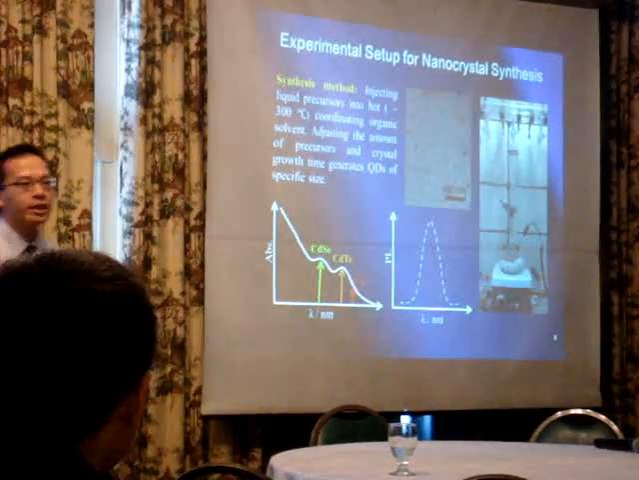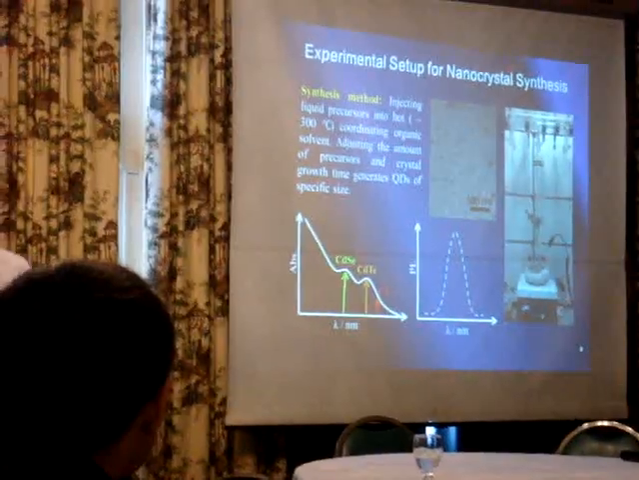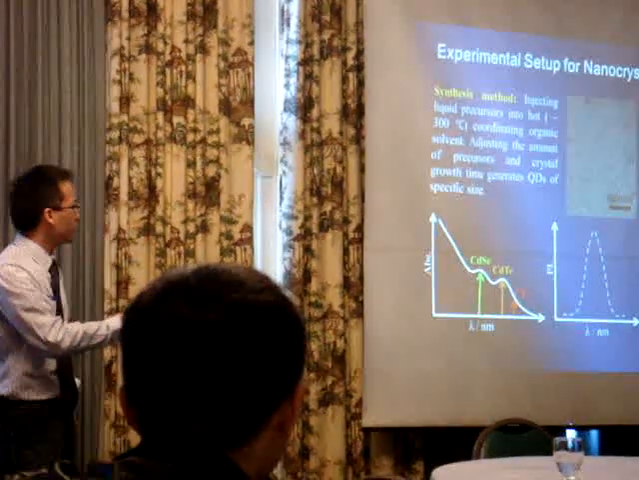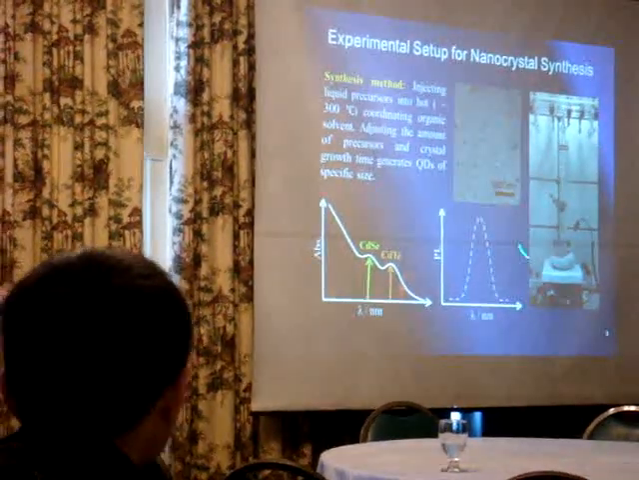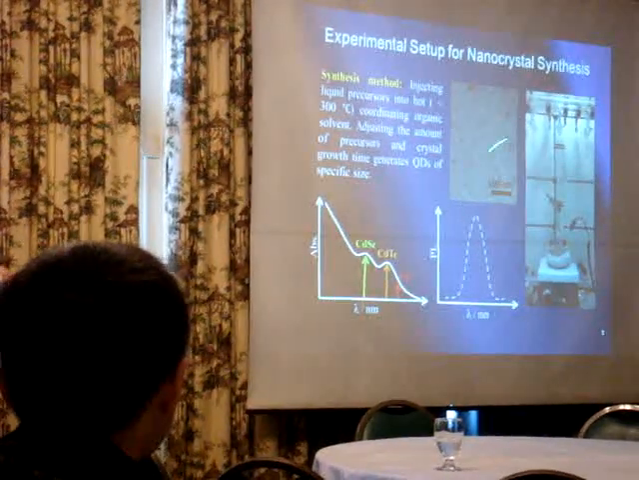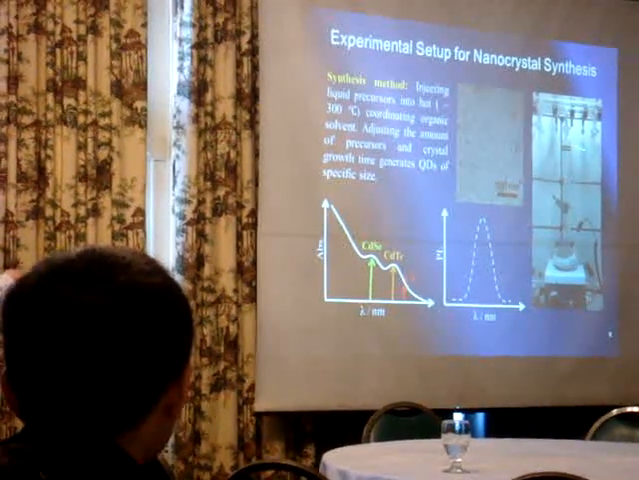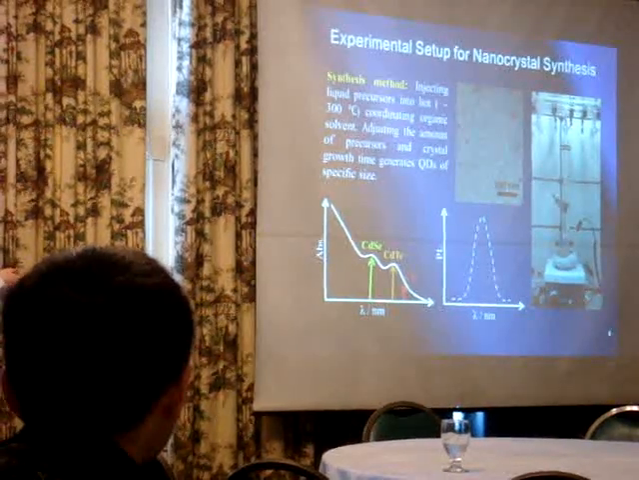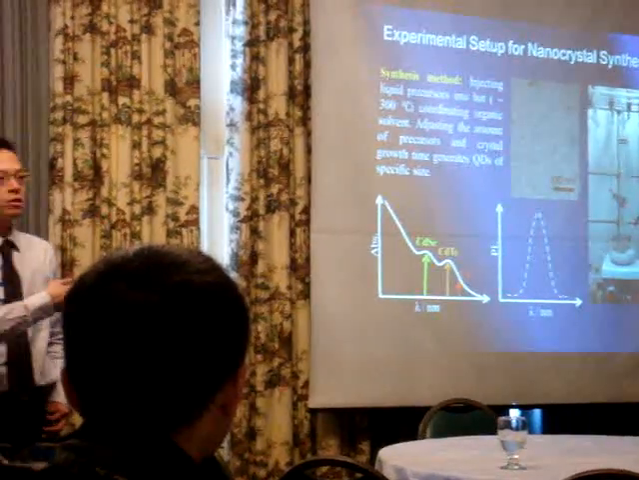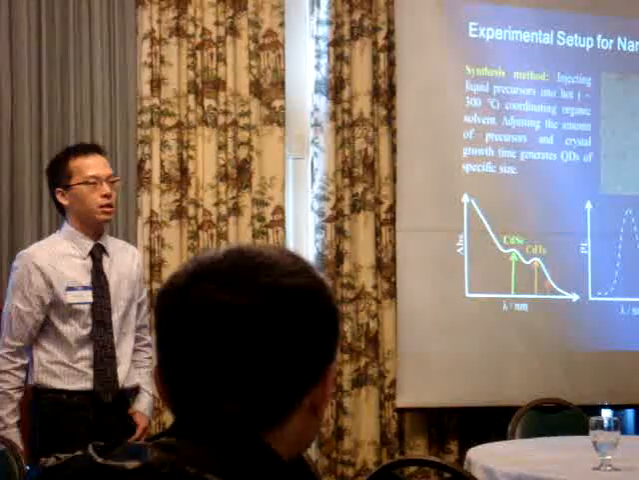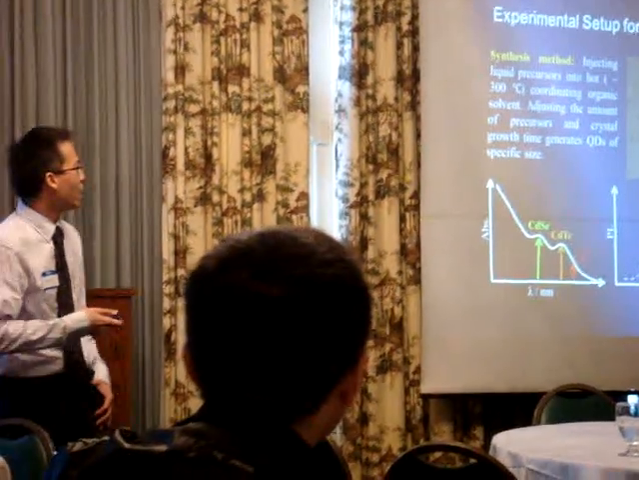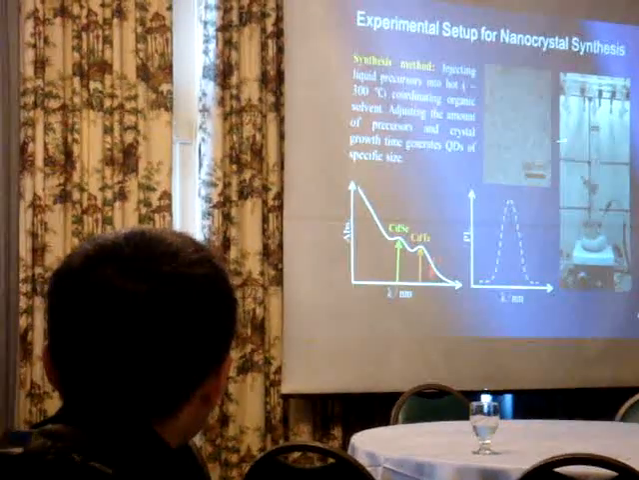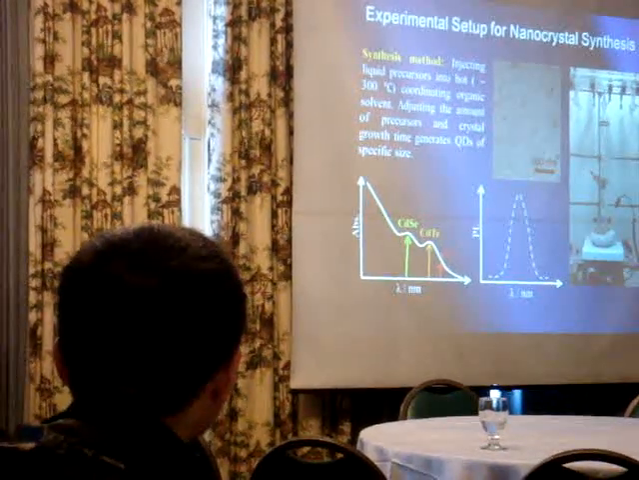So how do we get this kind of nanoparticles? Here is a typical setup in our group. We have a reflux system equipped with a Schlenk line. By adjusting the amount of precursors, ligands, reaction temperature, and duration, we are able to make this kind of tiny nanoparticles.